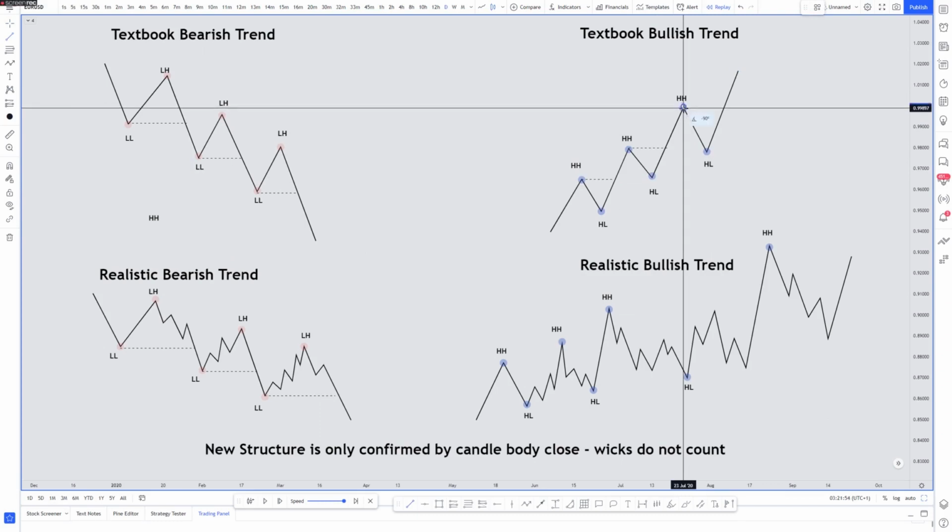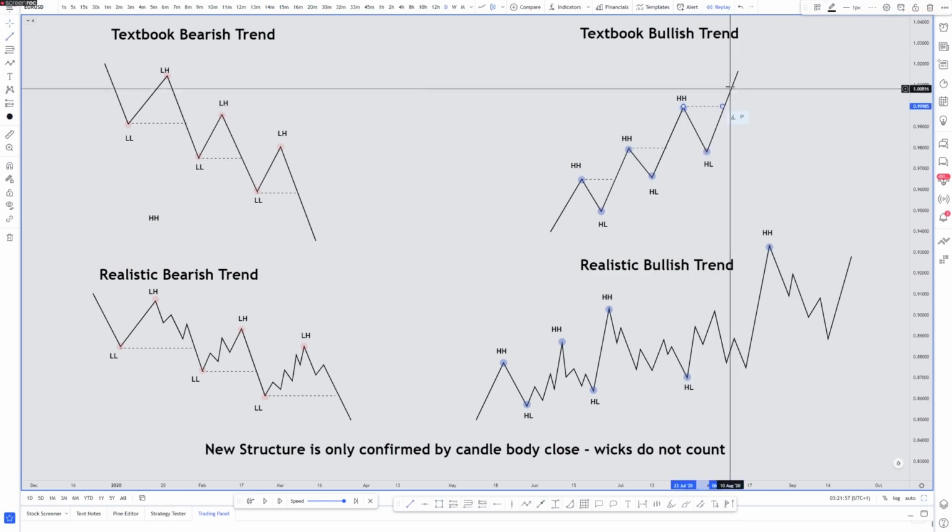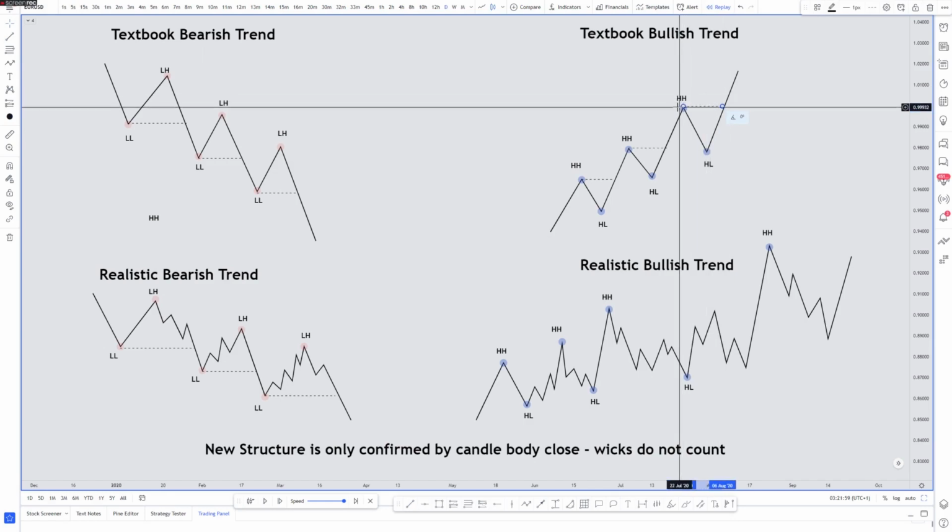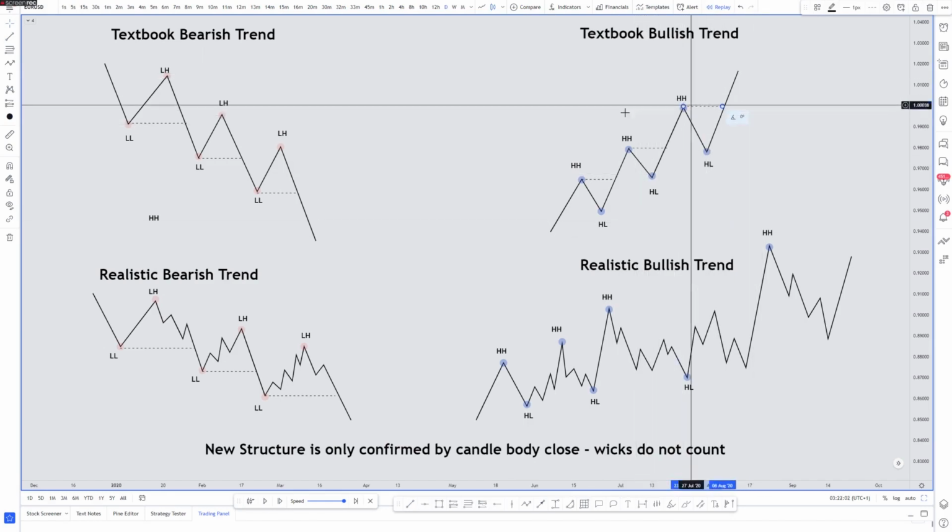So nothing really changed, just go in a different direction. Again, higher low, higher high, higher low, and another higher high. So simple enough on the textbook side of things.